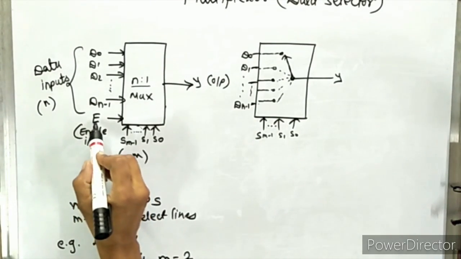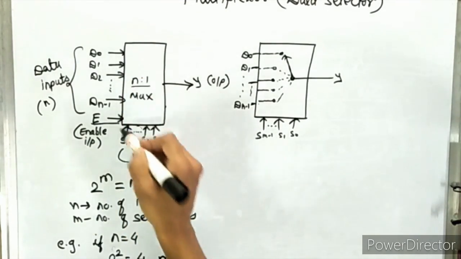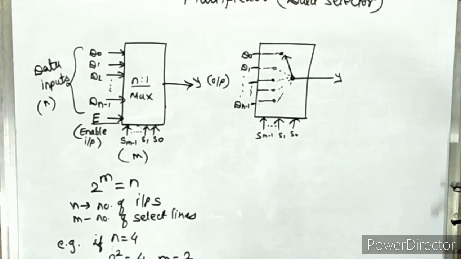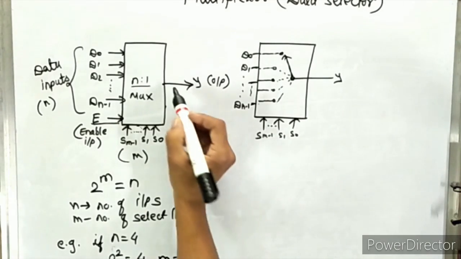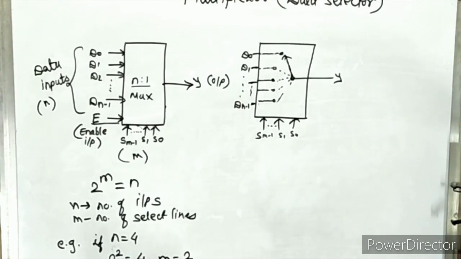Another input given to this is E, that is the enable input. This enable input is an active low input, that means if we apply 0 to this input, then it will be activated. This is used to cascade multiplexers, and it is also used to activate this multiplexer chip. Only one output is available for this multiplexer.